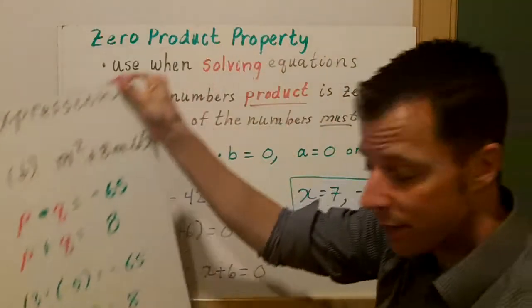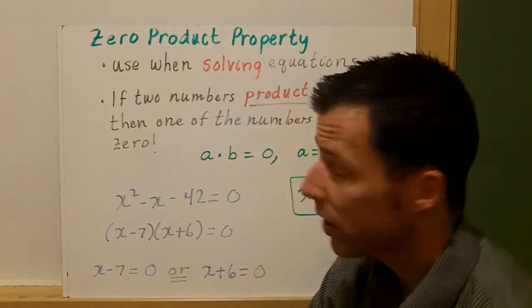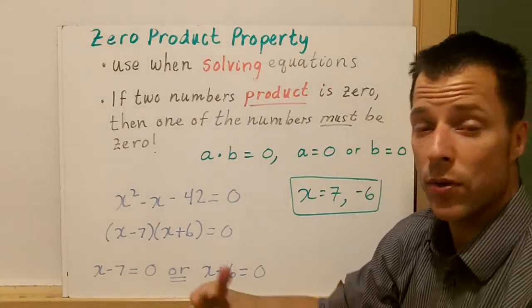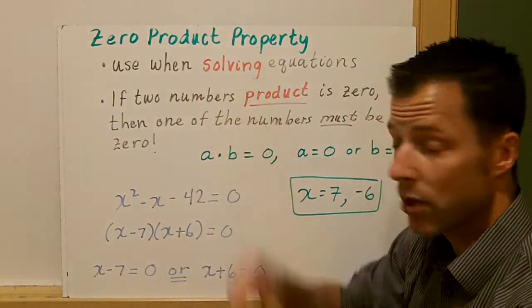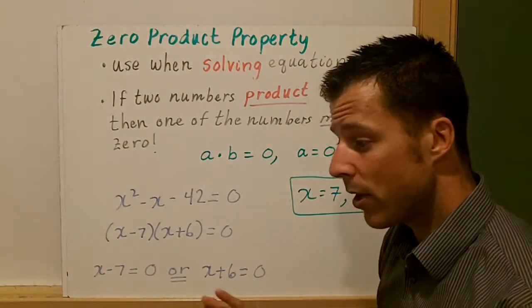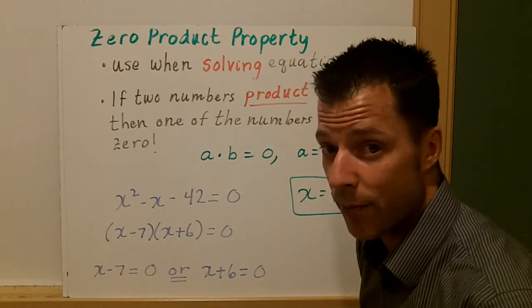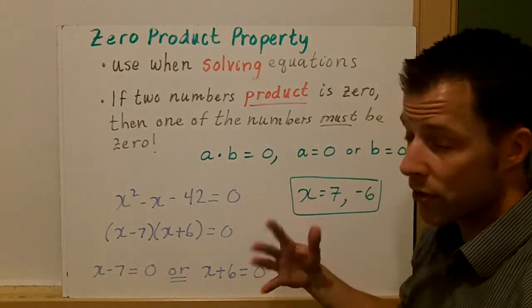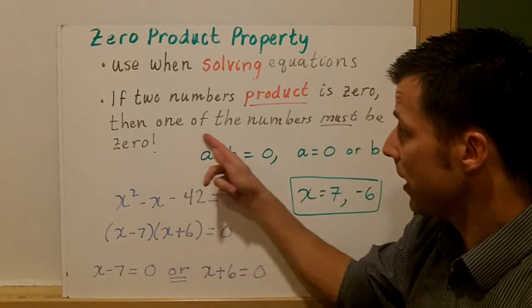Now you can't talk about factoring quadratics without talking about solving quadratics. And when we solve quadratics, we've got to talk about the zero product property. The property is simple. It says if you multiply two numbers together and they have a product of 0, one of those numbers has to be 0. And that's what we get here.